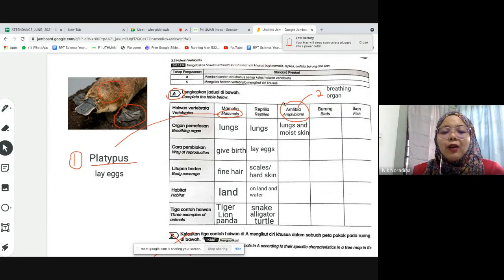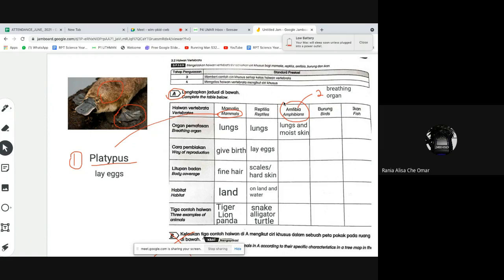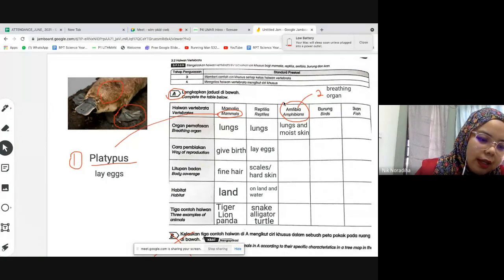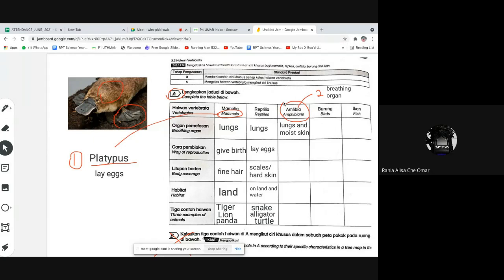So when they are on land, yes? Teacher. Yes. Your Mac is low battery. Yeah, I'm connecting the charger. Done. Okay, thank you.